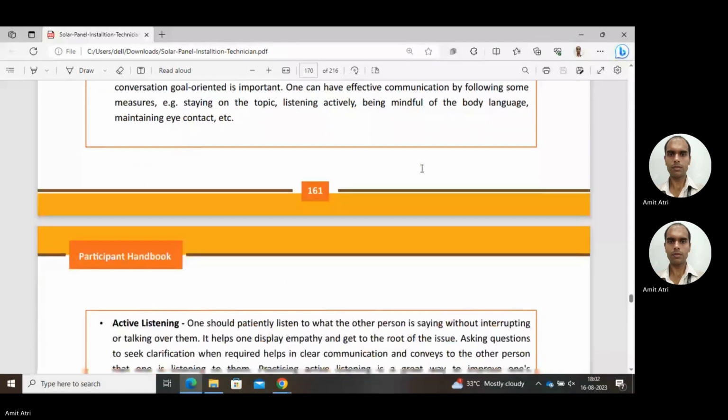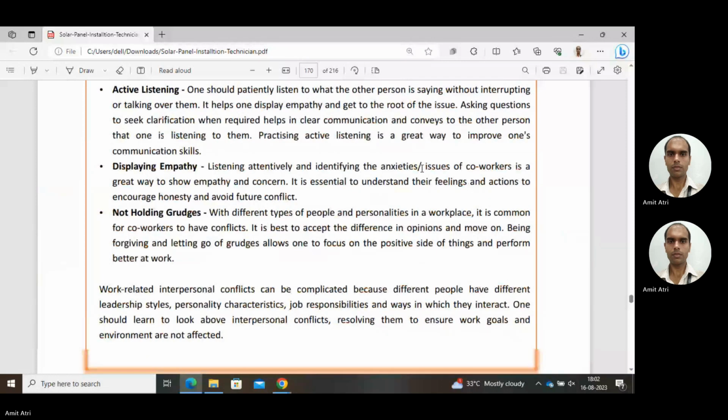Now, active listening. In active listening, one should patiently listen to what the other person is saying without interrupting or talking over them. First of all, listen to the other person, what he's saying, what is his view. It helps one display empathy and get to the root of the issue. Asking questions to seek clarification when required helps in clear communication and conveys to the other person that one is listening to them. Practicing active listening is a great way to improve one's communication skills.